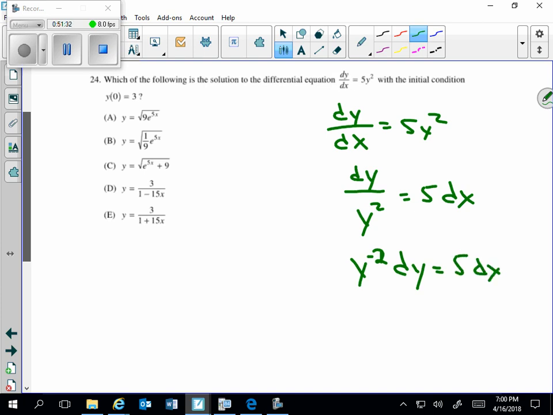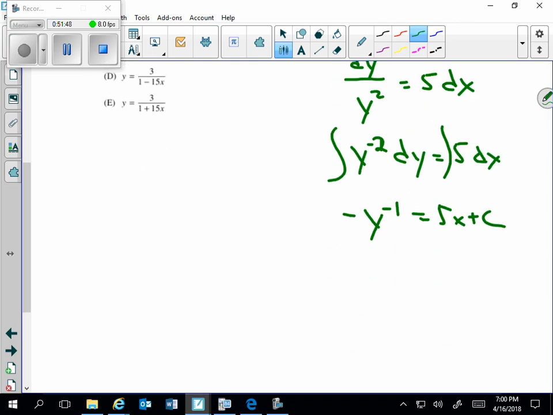Now I'm integrating that. And when I integrate, I add 1 to the exponent. Divide the old coefficient by the new exponent. And over here, I just get 5x plus my c. Initial condition, when x is 0, y is 3. So this becomes a negative 1/3, right? 3 to the negative first equals 5 times 0. So c is a negative 1/3. And so I get negative y to the negative first equals 5x minus 1/3.